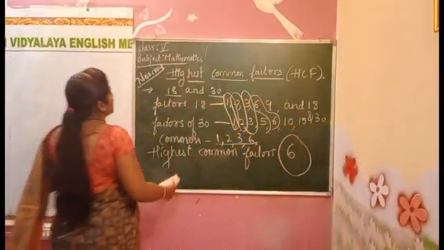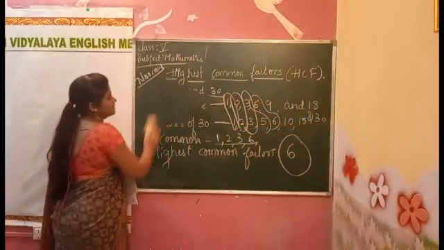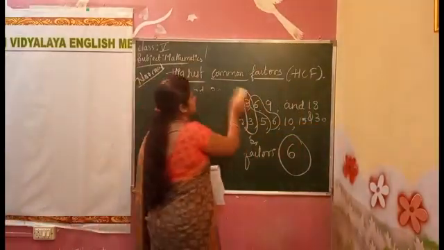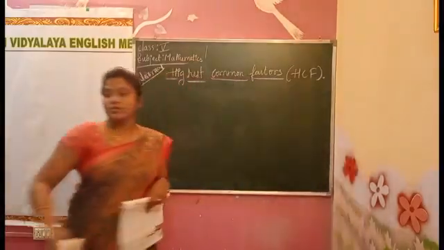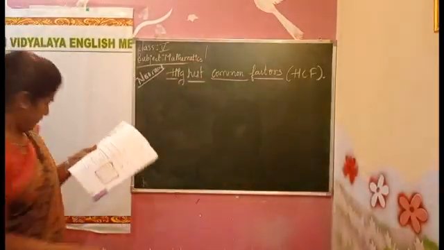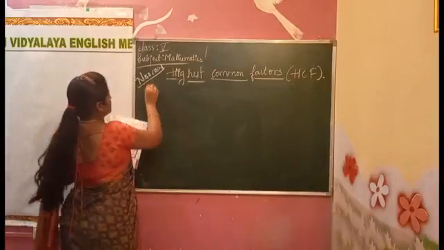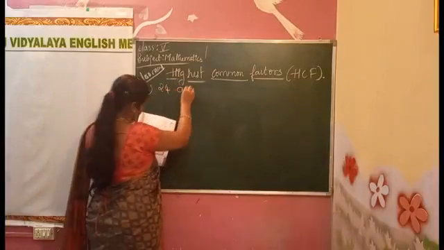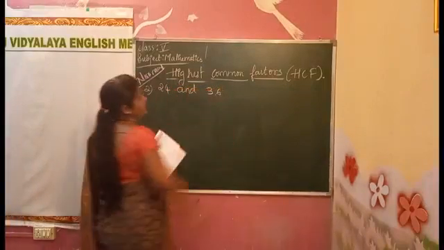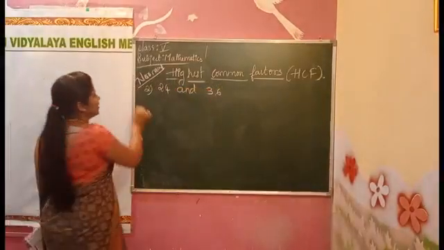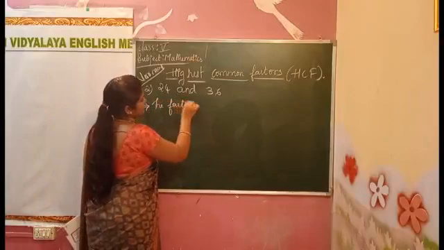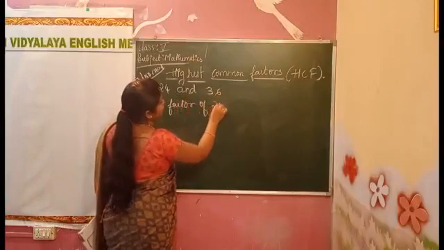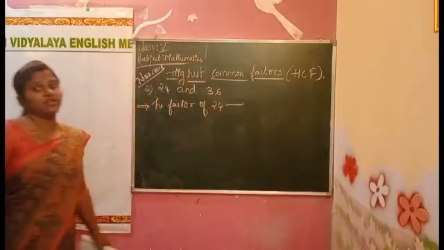Okay, this is our one problem. We'll do one more problem on this only. The next problem, 24 and 36. Now, first one, the factors of 24. In which tables do we have 24?